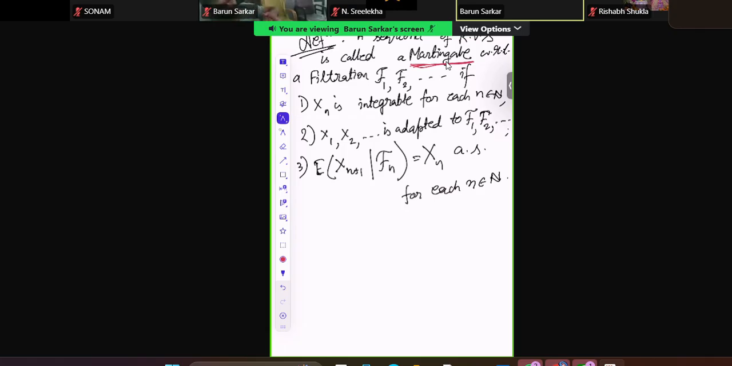It is not that you are getting exactly the n plus 1th stage value; you have all the information till the nth stage. It is the conditional expectation of Xn plus 1 given Fn, whatever information you have, is equal to Xn almost surely. So in a sense it gives a certain predictable nature of the future.